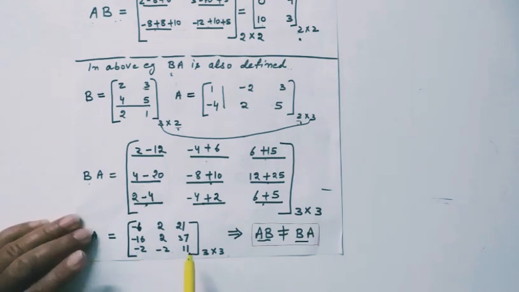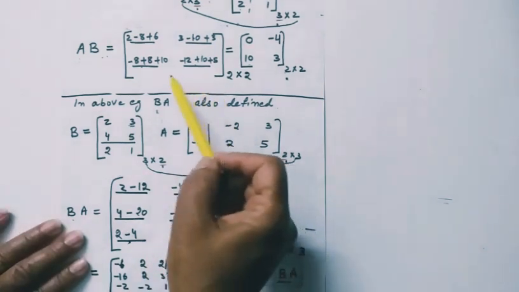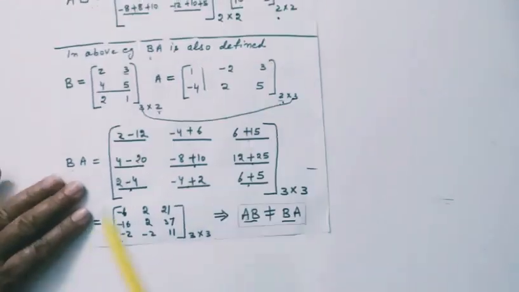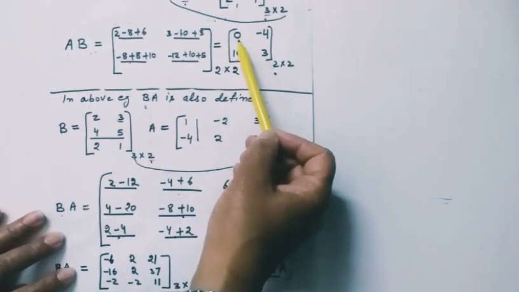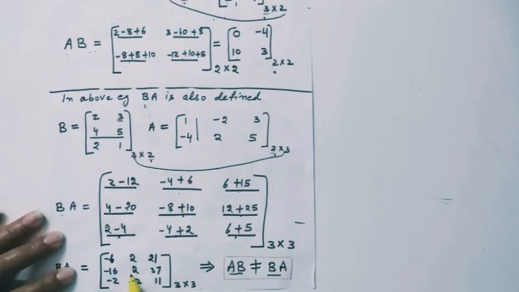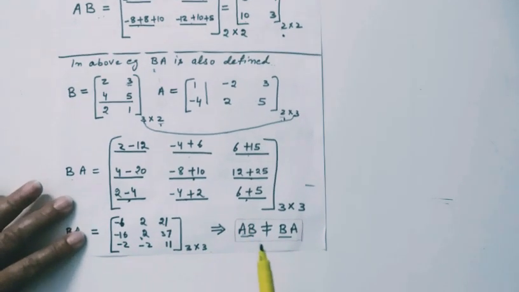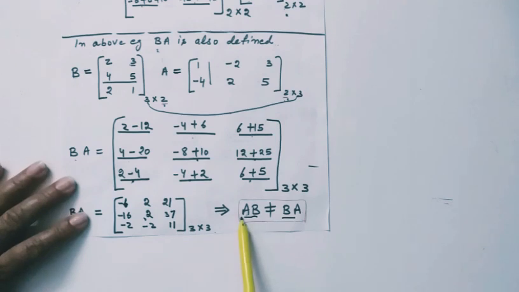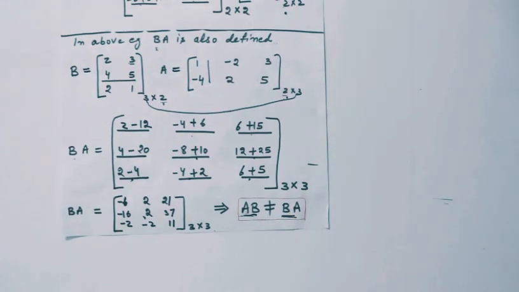If we want to compare these two matrices, AB which was 0, minus 4, 10, 3, and BA which is this, you can very well see that these two matrices are in no way equal. They are not equal at all. One has order 2 by 2, the other has order 3 by 3, and their elements are also all different. So what do we conclude, students? We conclude that the product of two matrices AB is not equal to the product BA, that is, matrix multiplication is not commutative.